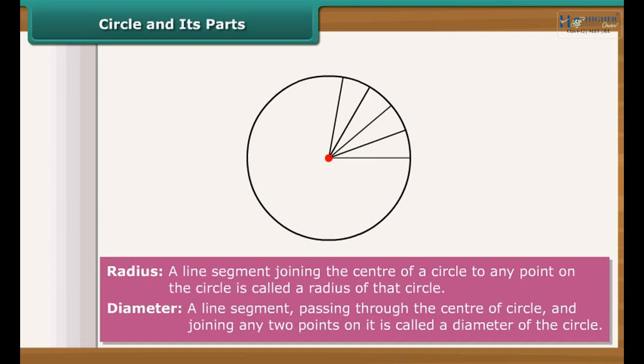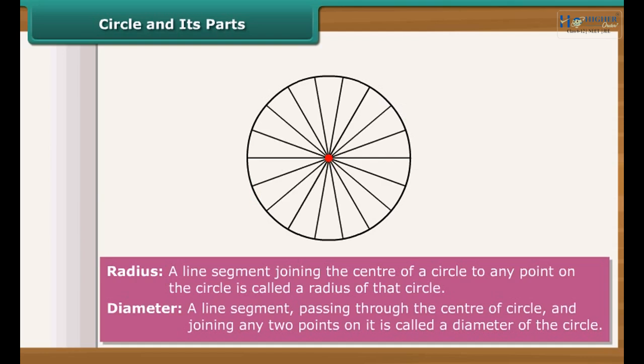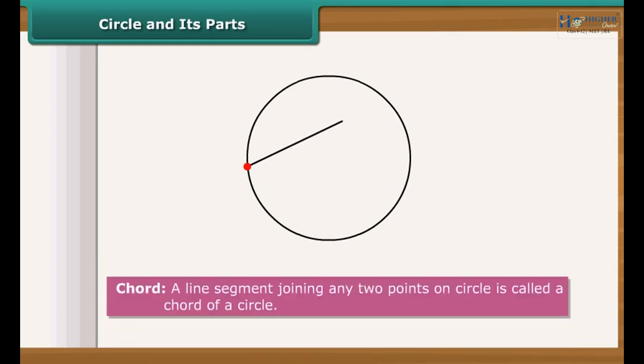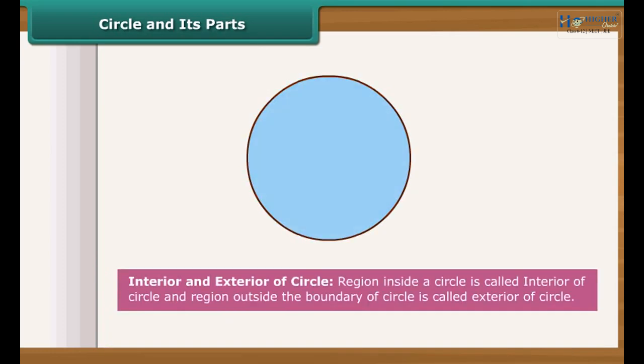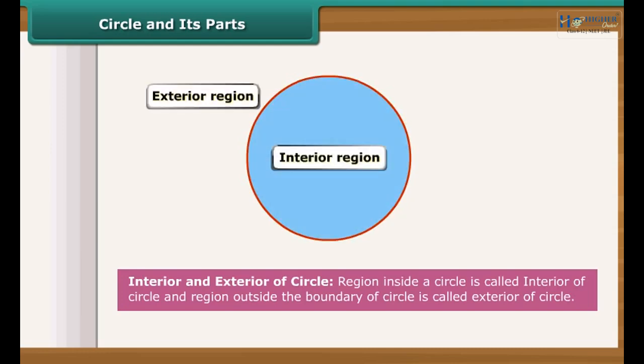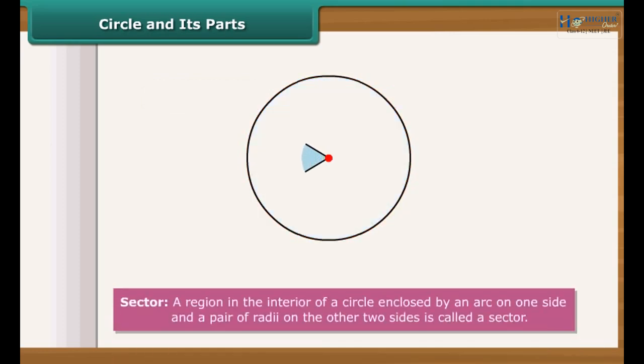There can be an infinite number of radii for a given circle. Similarly, there are an infinite number of diameters for a circle. The line connecting 2 points on a circle is a chord. Like any other closed figure, a circle has an interior and exterior region. The region inside a circle bounded by 2 radii and an arc of the circle is called a sector of the circle.